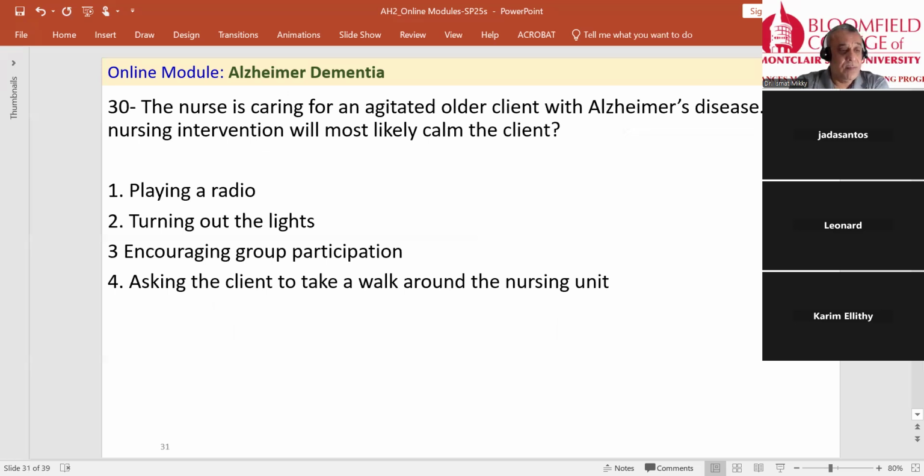Okay, 30. The nurse is caring for an agitated older client with Alzheimer's disease. Which nursing intervention will most likely calm the client?